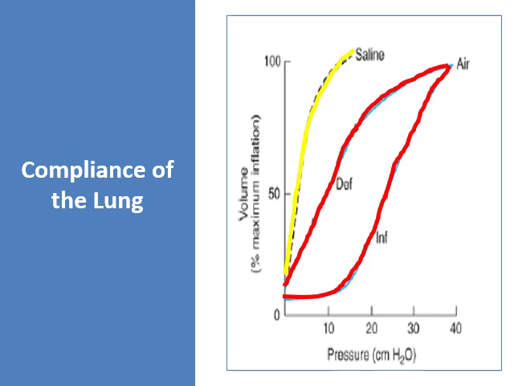That's to say, as the pressure changes by 1 centimeter of water, the volume of the lung will change by 200 milliliters of air. The compliance of both lung and chest wall together is about 110 milliliters of air per 1 centimeter of water.